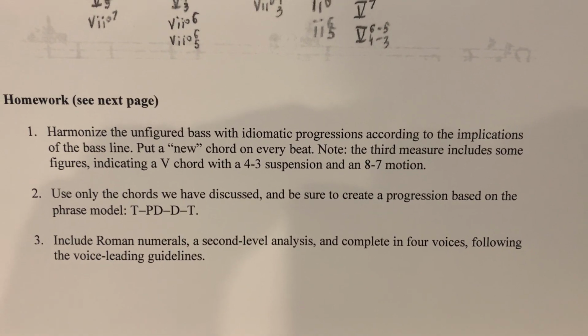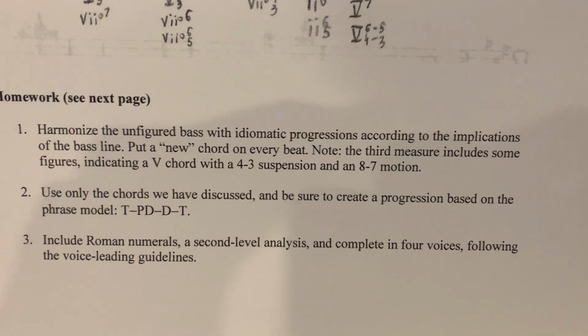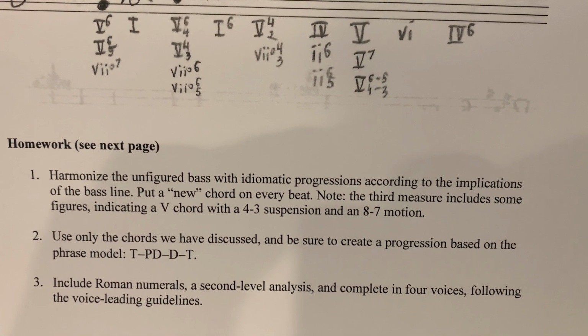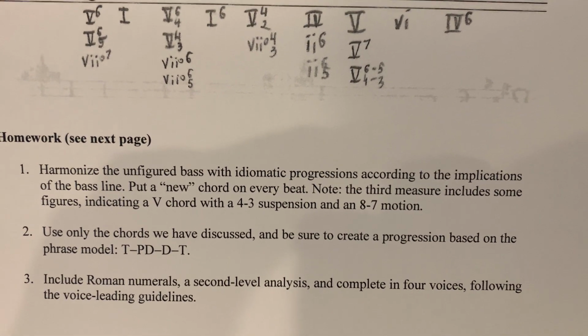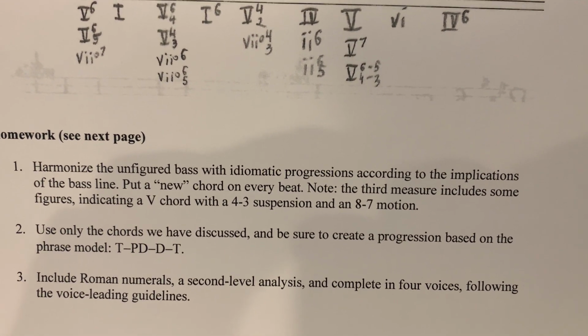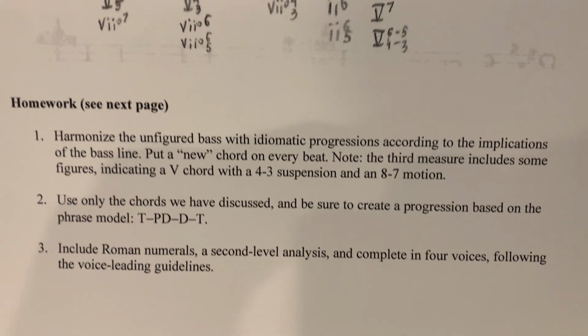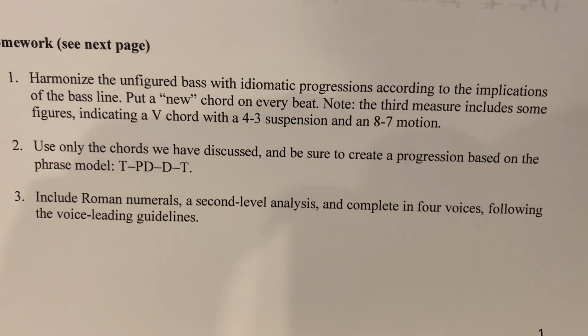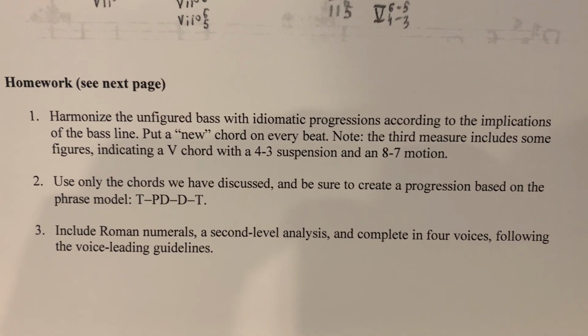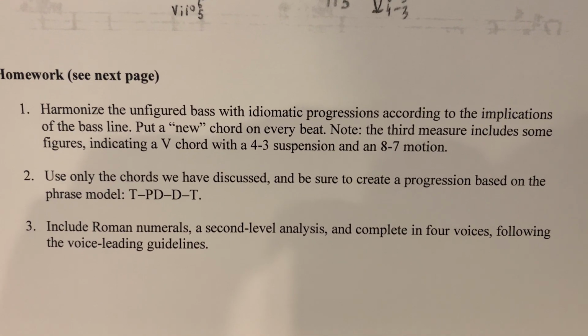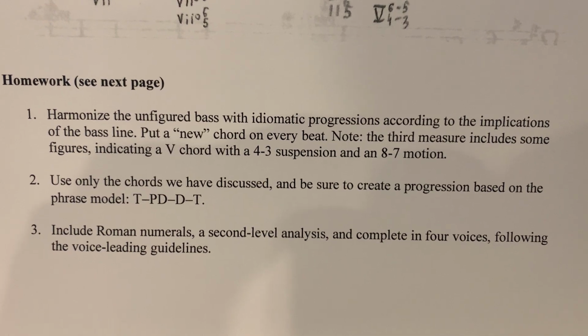But note, the third measure includes some figures, and this indicates a 5 chord with a 4/3 suspension and an 8/7 motion. So essentially, this is just a 5 chord with some interesting stuff above it. Now, number 2, use only the chords we have discussed. Don't throw anything in that we haven't talked about. And be sure to create a progression based on the phrase model.